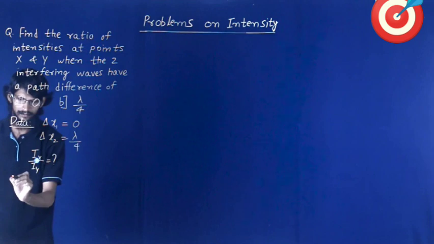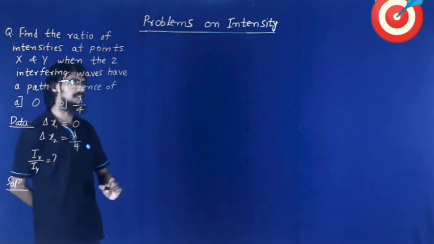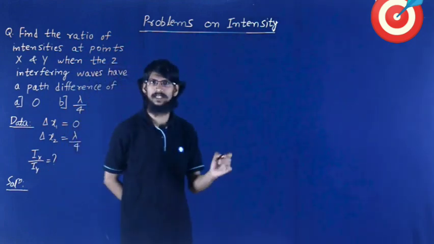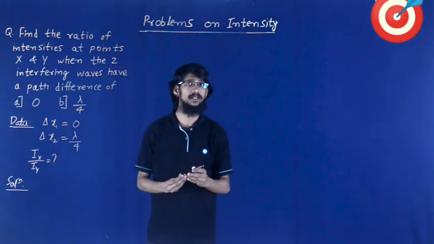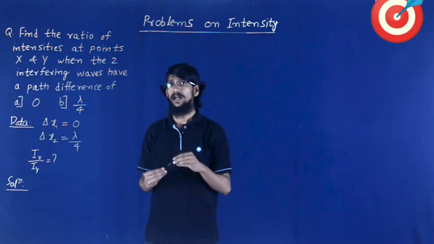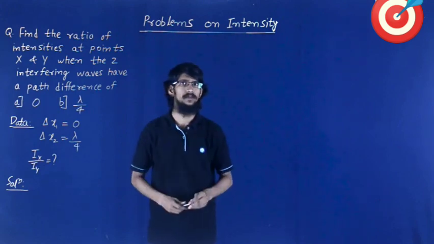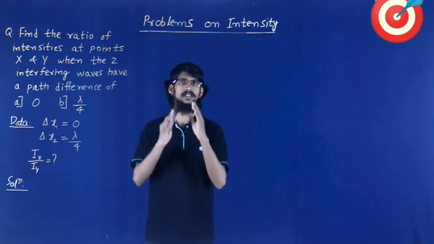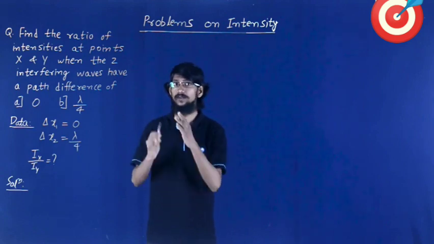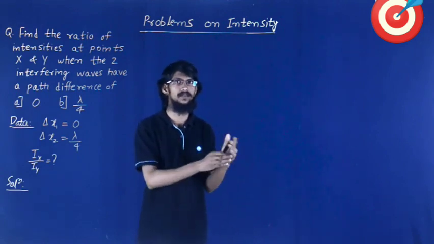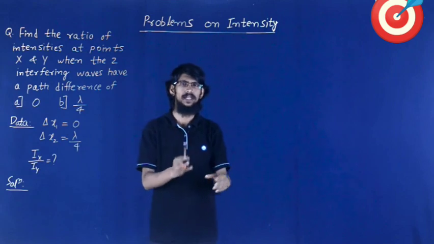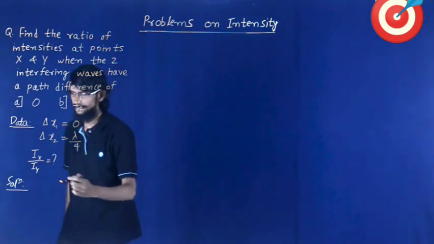How to find it? Now to find the intensity, we must know the resultant amplitude at that point, because we know I is proportional to A square. And to find the resultant amplitude, we must know the phase difference between the two interfering waves. And to know the phase difference, we must know the path difference. Quite confusing, right? So let's start solving.